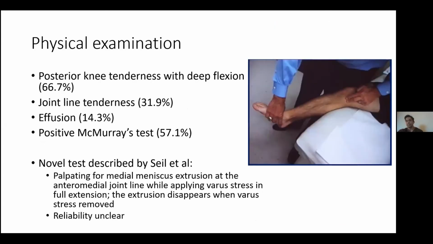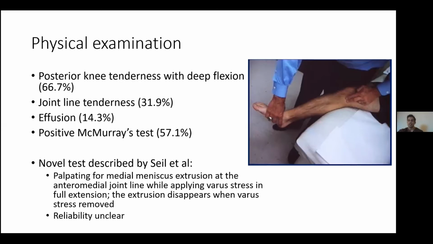So how about the physical examination? Once again, nothing really specific to point towards a root tear itself, but a majority of them tend to have posterior knee pain, especially with deep flexion. So when you're examining them, whether they're lying down, they flex the knee deep, and they would tend to complain of posterior knee pain. Or if you ask them to squat, they are unable to perform a deep squat because of the posterior knee pain.